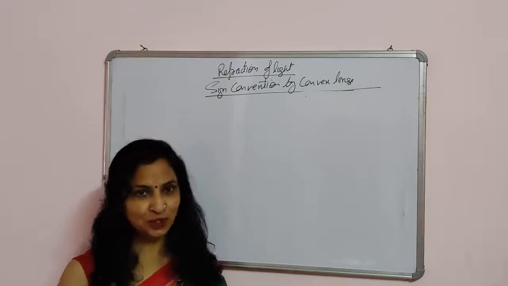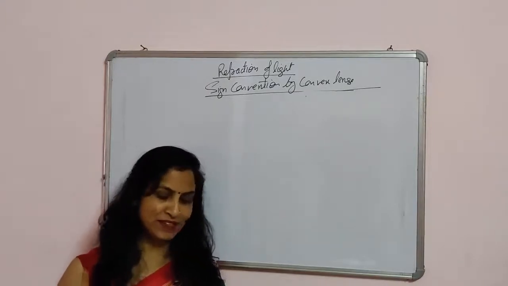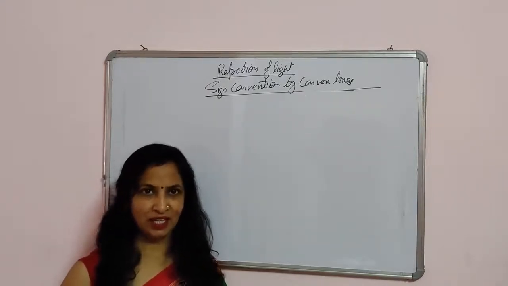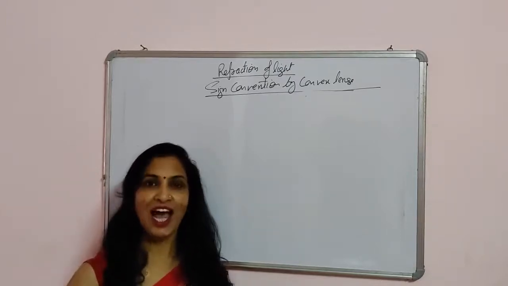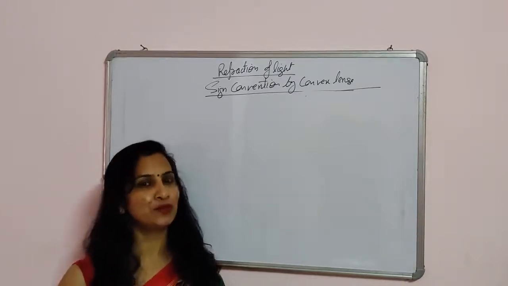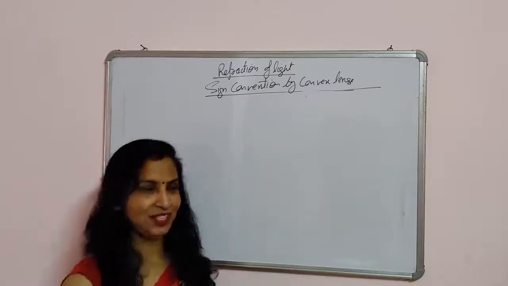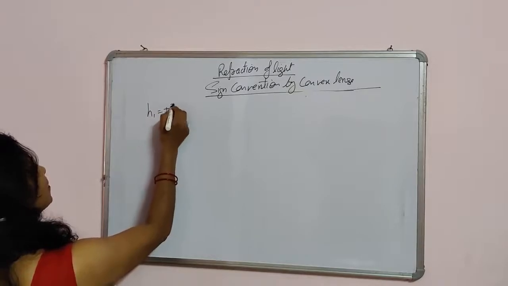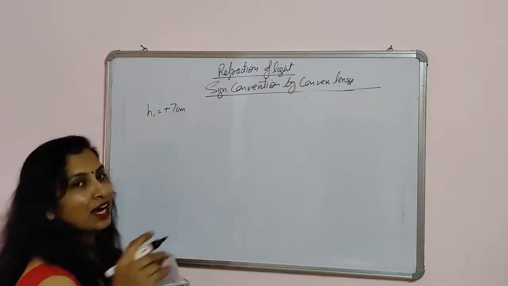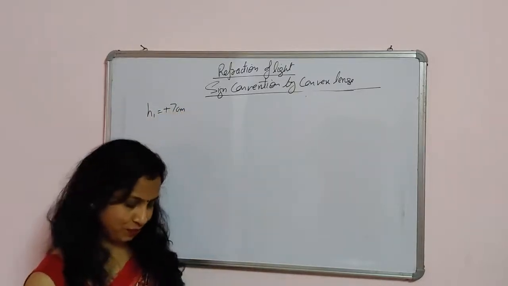You will write the question in your notebook. If an object 7 cm high. So what is this? This is the height of the object. And we know that we represent the height of the object by using the symbol H1. So we will say H1 is equal to plus 7 cm, since we know that the height of the object is always positive.